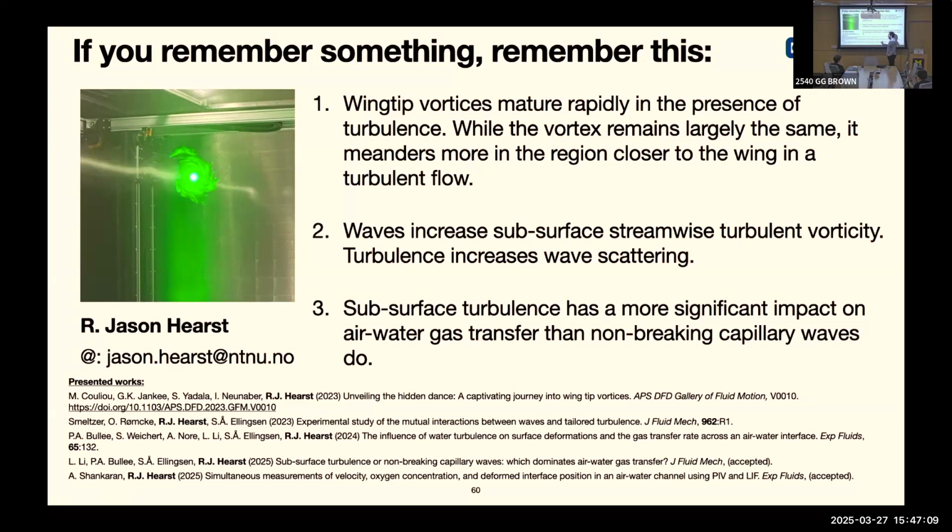Almost everything I showed you is published, and this is where you can see it, except for the wingtip vortex stuff, which has a fun video and is under review right now. So thank you. If you have any more questions, feel free to ask them. This is our black hole wingtip vortex. Any questions?